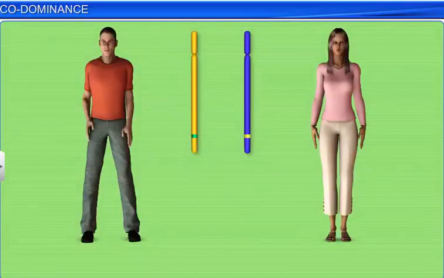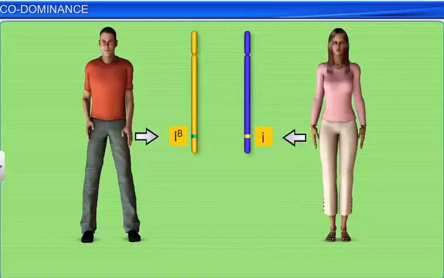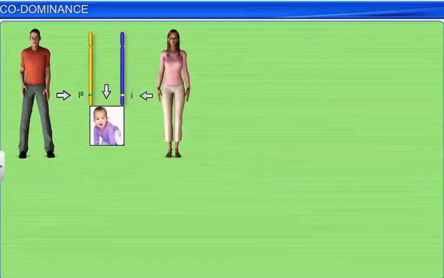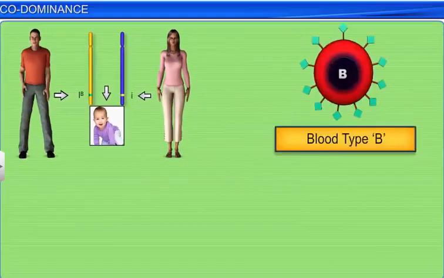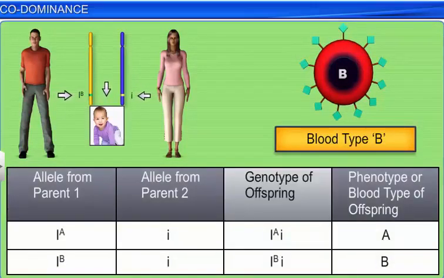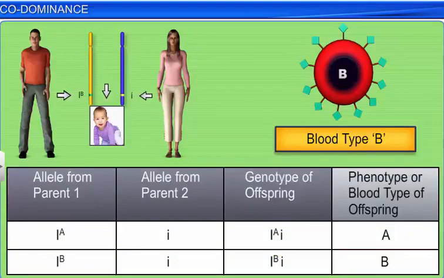Similarly, when the allele from one of the parents is IB and from the other is small i, only IB is expressed in the offspring, as the RBCs have only type B sugar in them. In this case, the genotype is IB small i, and the phenotype is B.